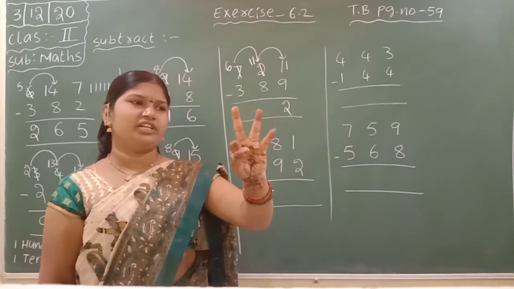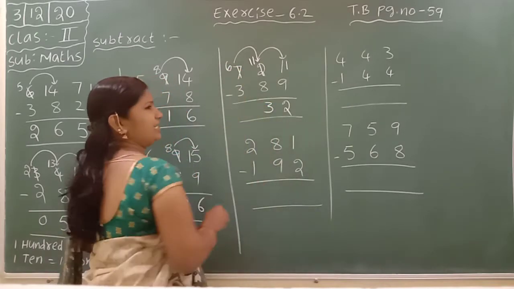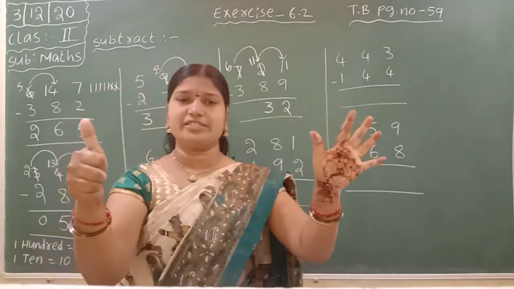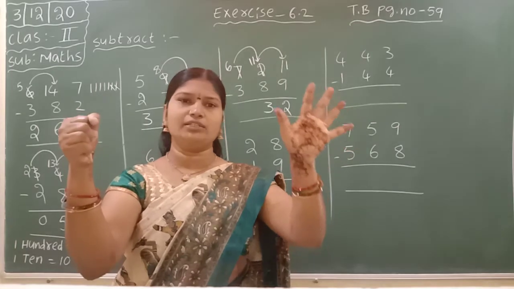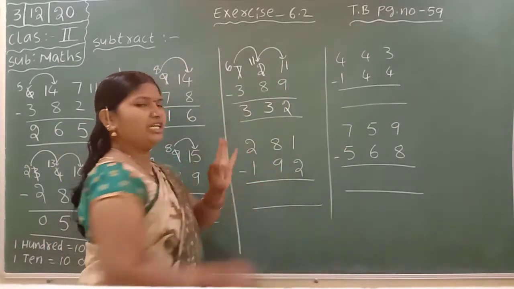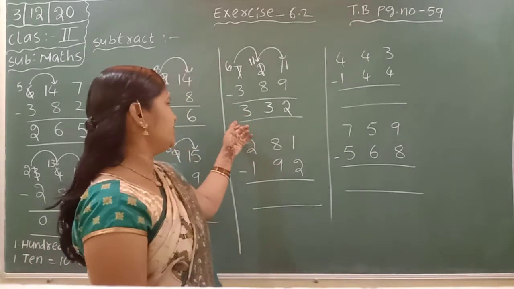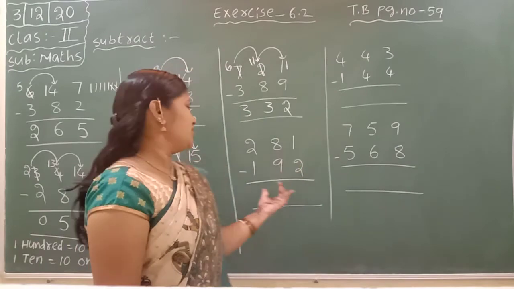How many fingers did I open? 3. 6 minus 3. Open 6 fingers and close 3 fingers. 1, 2, 3. What is the number? How many fingers are remaining? That is the answer. 1, 2, 3. Answer is 332. Same like this.